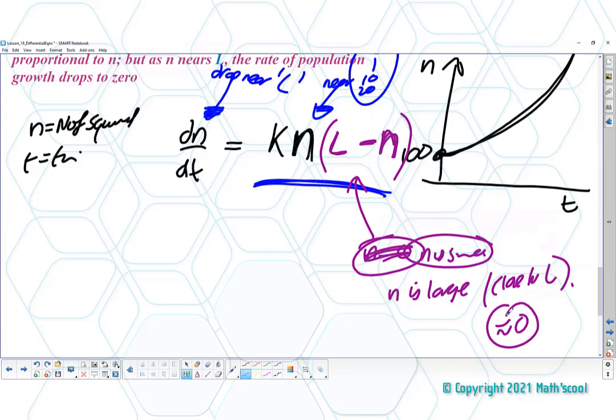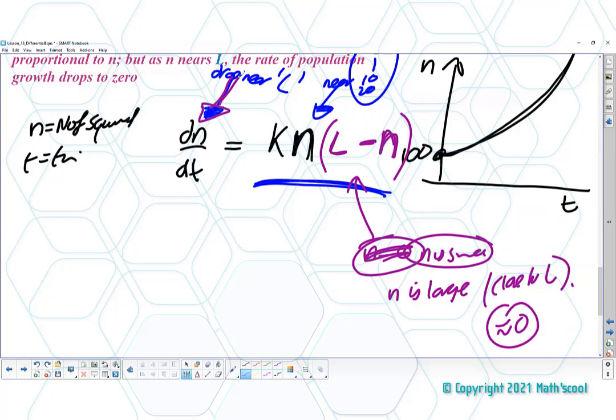It fixes the problem that when n is large and close to L, L minus n gets to 0, and so this rate will go to 0. It doesn't fix the problem we had when we just multiplied by L a second ago: when n is small, it gives you kn times L. I didn't really want to multiply the kn by L.